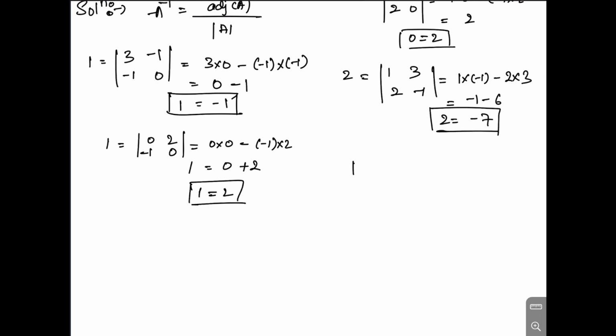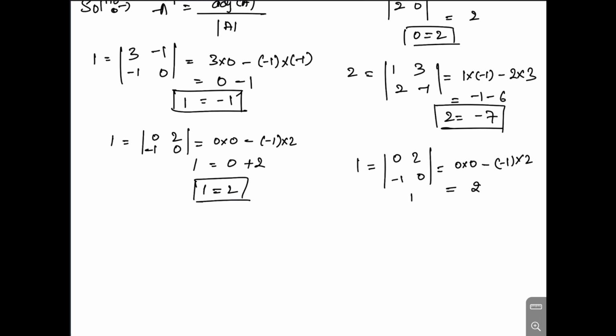So next we are going to calculate the cofactor of 1 here. So 0 into 0 minus 1 into 2, so we'll get 2. Next we need to find out the value of 3 here.